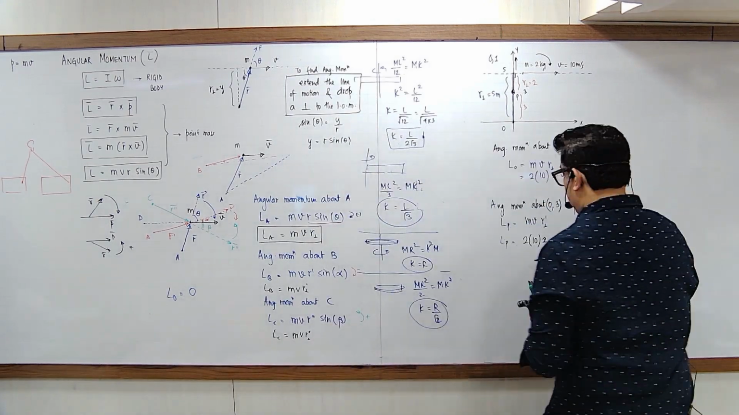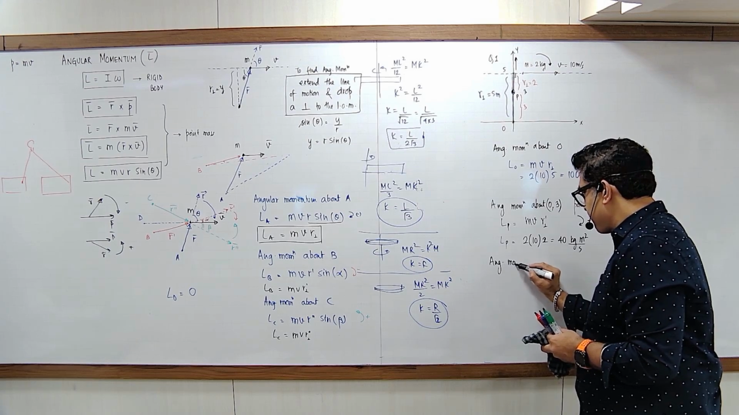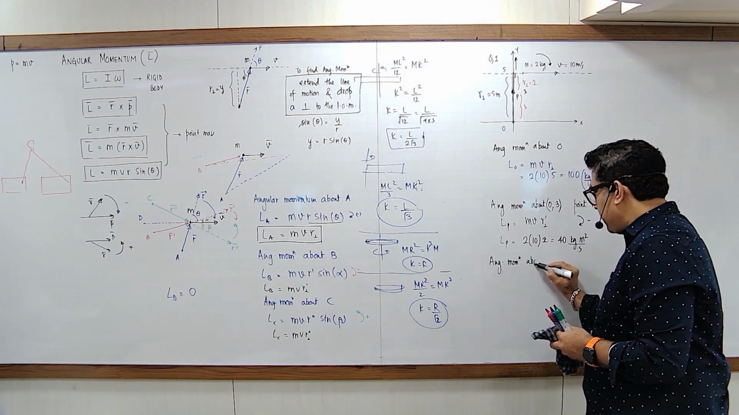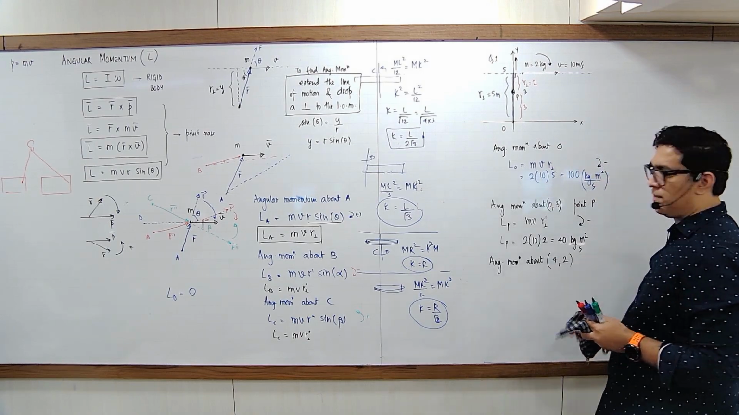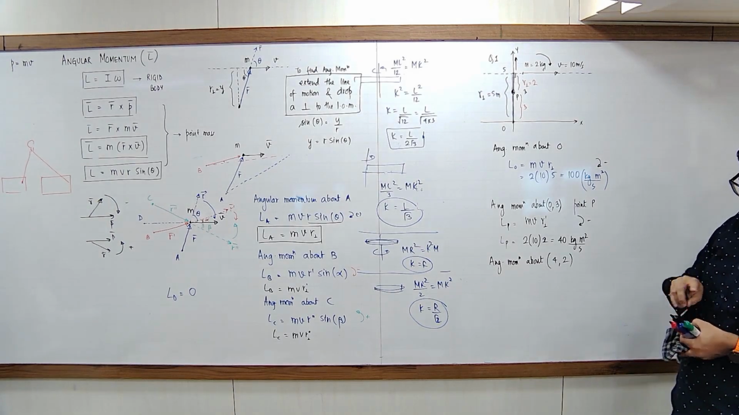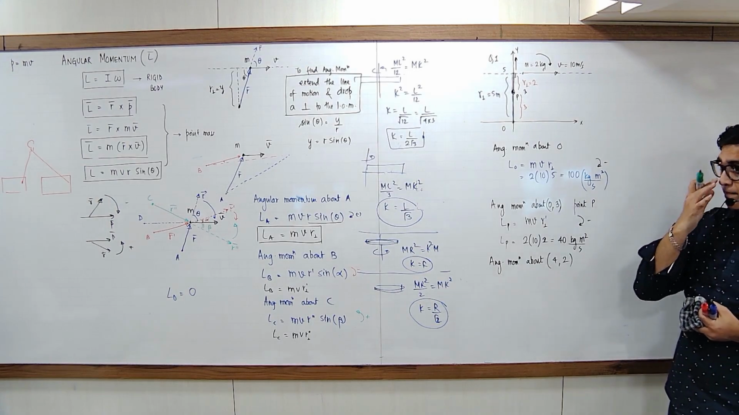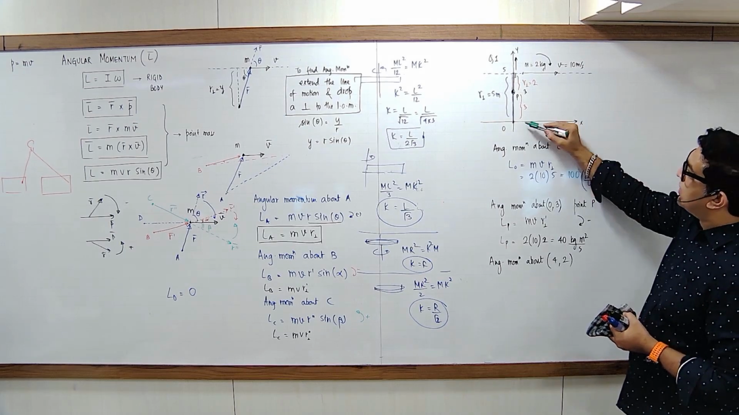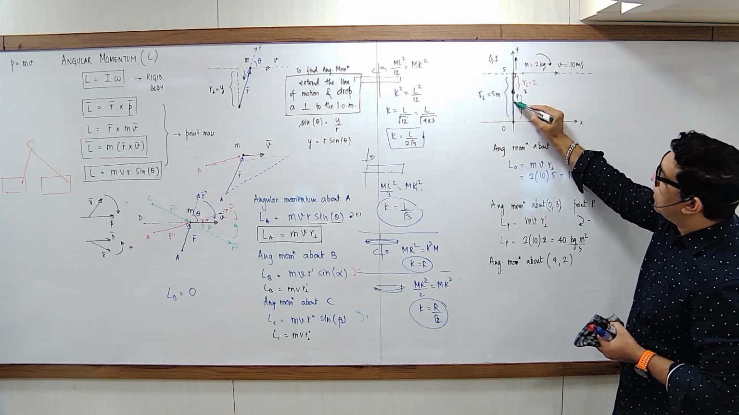Let me do a third point. Angular momentum about 4, 2. First identify 4, 2. Where is 4, 2? I have got a green pen. Tell me where is 4, 2? Stand up and say. 4 on the x axis: 1, 2, 3, 4. Okay, good. 2 on the y-axis.